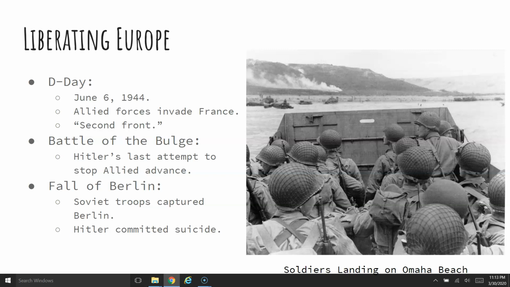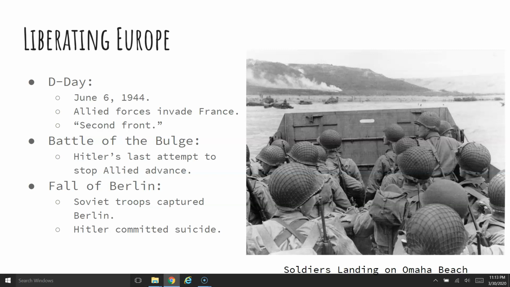The invasion takes place along the coast of Normandy, France. Five beaches are stormed, and the Allied forces manage to hold on to their beachheads. Once they've established a foothold, they start moving inland, and they start to liberate the rest of Europe. By the end of August, they have liberated Paris. So slowly, the American forces are taking Europe back from Hitler.